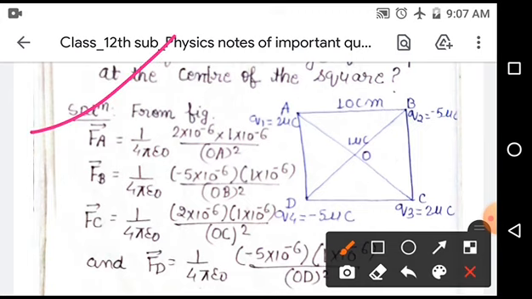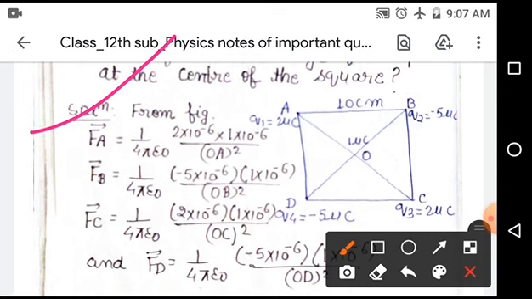first of all, we will discuss here the diagram. So in the diagram, there are four charges placed at the corners of a square ABCD whose side is 10 centimeter and O is the center of the two diagonals. So first of all, we will find FA. FA means the force at point A due to the charge 2 microcoulomb and 1 microcoulomb which is placed at the center. So FA is equal to 1 upon 4 pi epsilon naught, 2 into 10 to the power minus 6 into 1 into 10 to the power minus 6 upon OA square, where OA is the distance between the two charges.